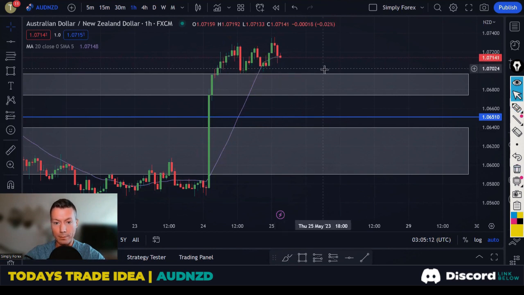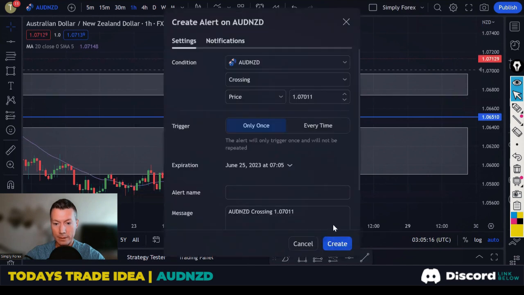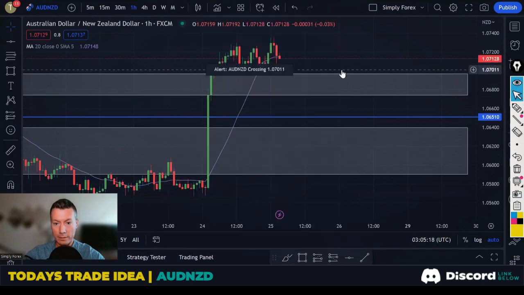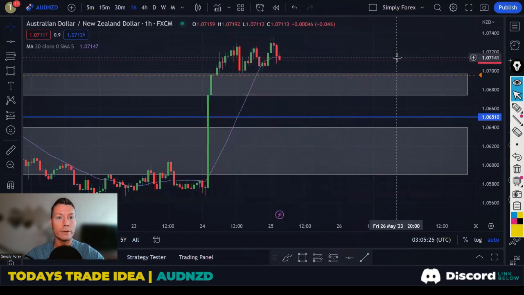And all I do is put my alarm in here. So I'm going to make an alarm, add alert. Simple as that. And there you go. We're in. I'll put it slightly below here. And then as soon as I can go off and do other things.